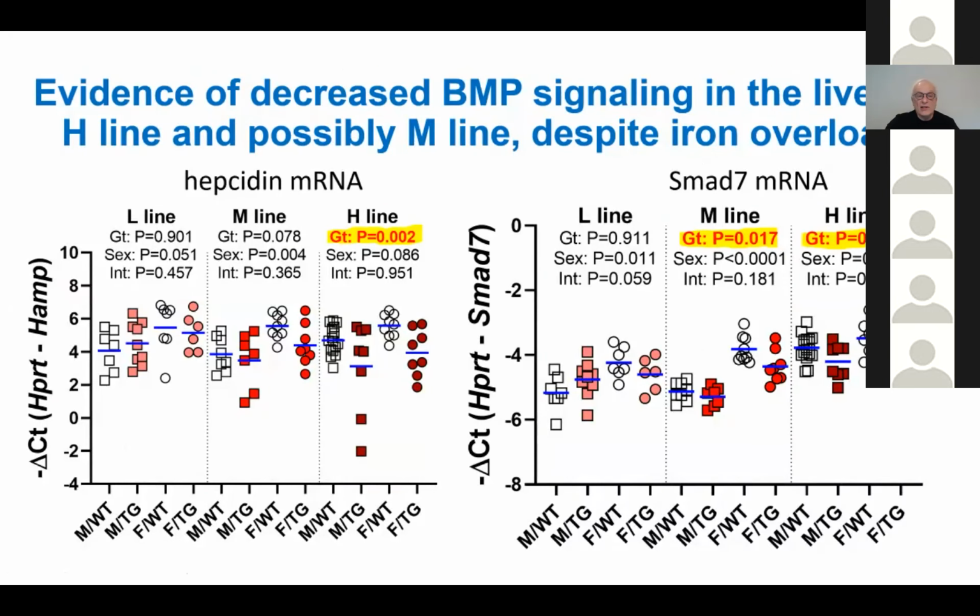But if we then look at BMP signaling in these mice, what we see is that markers of BMP signaling, such as SMAD7, are suppressed in the high line significantly, and there is a trend towards suppression in the medium line, but it's not detectable in the low line, and that's congruent with the effect that the overexpression has on hepcidin. So there's significant suppression of hepcidin in the high line, and the SMAD7 effect is consistent with it being mediated by BMP signaling.